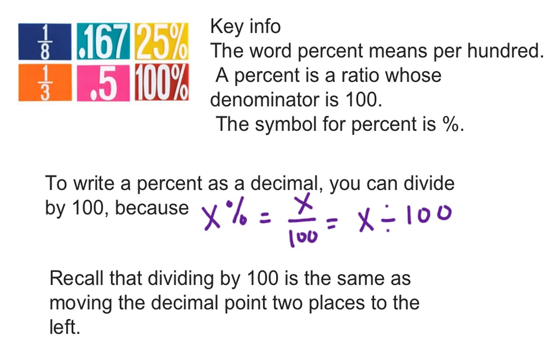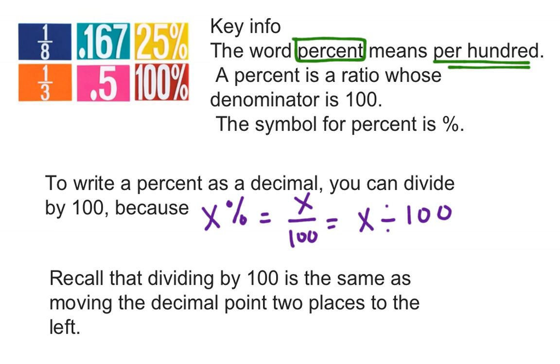Here are the key pieces of information. So I first want you to define the word percent. So here's the nice definition that I've typed. The word percent means per 100. That means out of 100. When they have a per in there, it's usually a fraction. Over 100 is another way to say it.